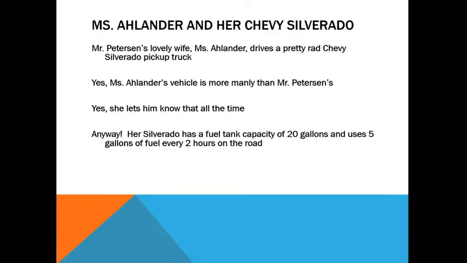Anyway, her Silverado has a fuel tank capacity of 20 gallons, but it actually uses 5 gallons of fuel every 2 hours on the road. Represent the fuel that she's got left as an equation and a graph. By the way, voices, guys, do I want that slope as a fraction or as a decimal? I want it as a fraction. I want it as an improper fraction, please. Give it a shot, and here we go.